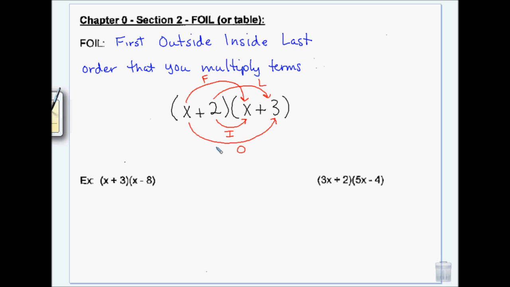FOIL. So FOIL's just distributing? But it's the order you distribute. Oh, true. So you do the first two, then the outside two, then the inside two, and then the last two. And so if I multiply this out, what I'm going to get is x times x, which is x squared, x times 3, so that's 3x, 2 times x, and then 2 times 3. And then here I have like terms in the middle, so I add those together.